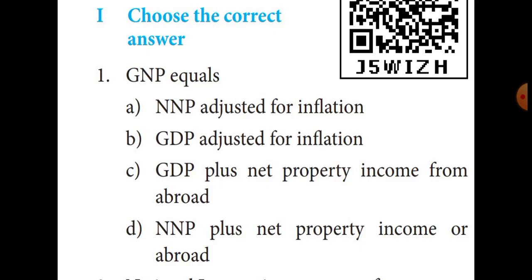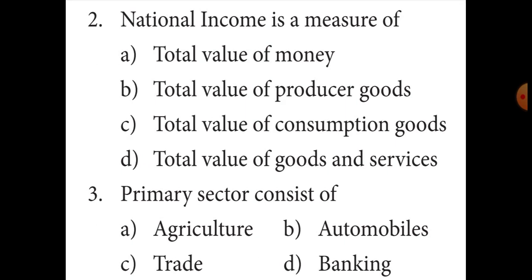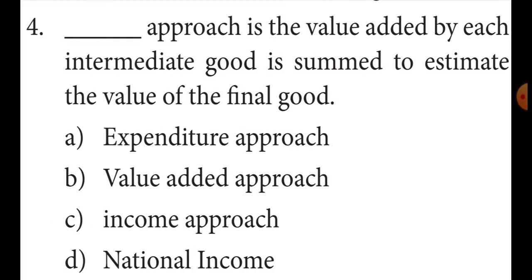The first question: GNP equals GDP plus net property income from abroad. The answer is C option. Second question, national income is a measure of total value of goods and services. D option. Third one, primary sector consists of agriculture. A option.